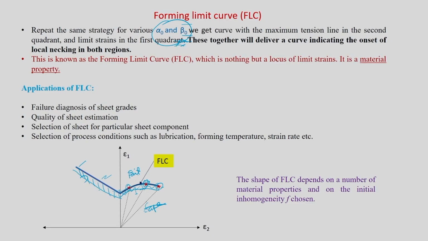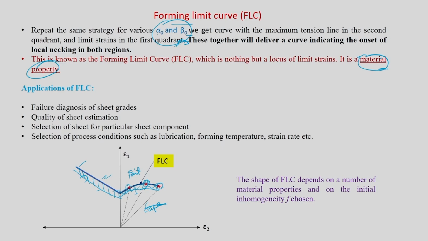So the forming limit curve essentially is a locus of all the limit strains for different alphas and betas. And like your stress strain behavior, it's a material property. So if you change something in the material, then it will change. Otherwise, it's not going to change. Say for example, you do some heat treatment, your forming limit can change. You do some material processing like friction stir welding, then your forming limit can change. Otherwise, it's not going to change.